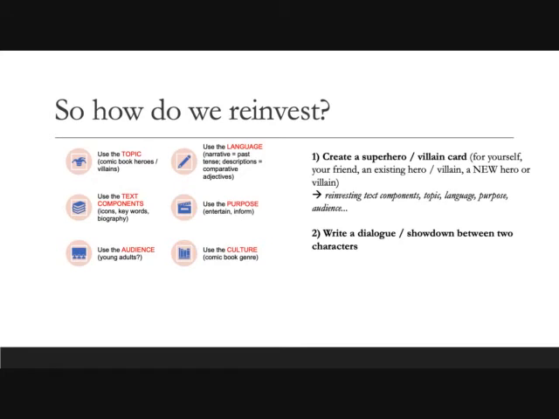Another option might be that they could read through the different cards and write a dialogue or create a showdown between two of the characters, in which case they'd have to use language from the cards, they'd have to use information about the characters from the cards, and of course the culture between superheroes and supervillains, the kind of interaction that they already have. So there's lots of different ways we can reinvest, but keep in mind that as long as we ask the students to use the internal features and the external features of the text, it's a true reinvestment task. They cannot just make this up, they have to have engaged and understood key parts of the text.